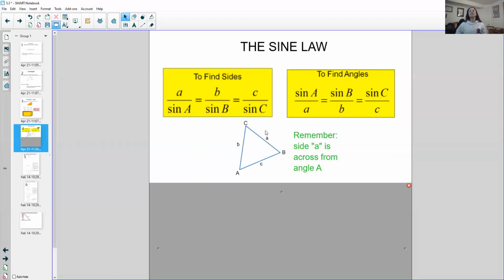So if I have any triangle ABC, whether or not it's a right angle triangle, the sets of opposite sides and angles will be equal to each other. Just remember that side A has to be across from angle A, side B has to be across from B, and C has to be across from C. Just like in your formulas, side C would have to be on top of sine of C. So they have to be the same.